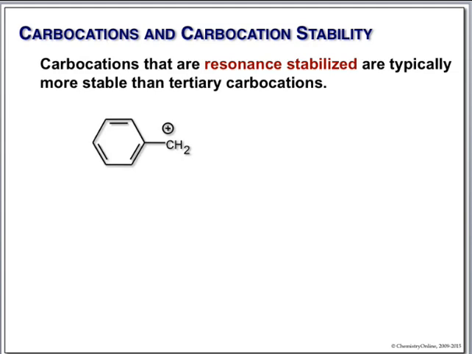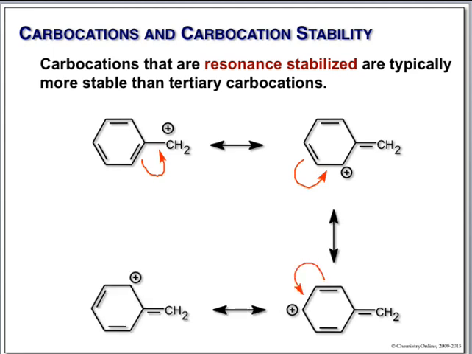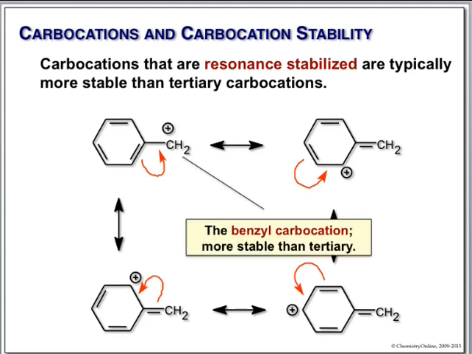As always, resonance stabilized carbocations are the most stable. Here's our friend the benzyl carbocation. Again, we can delocalize this charge into the ring. Remember, we call this the ortho position. This is the para position. And we can delocalize again to the other ortho positions. Because we have delocalization everywhere, this is a very stable carbocation. Again, benzyl is always better.